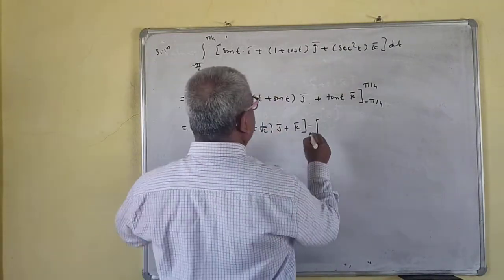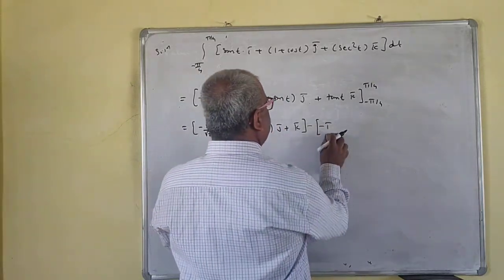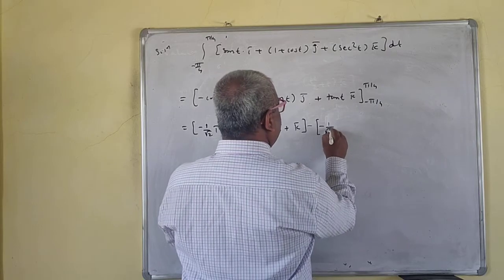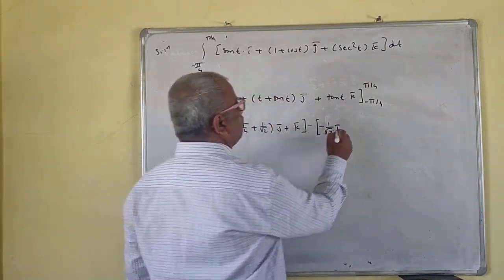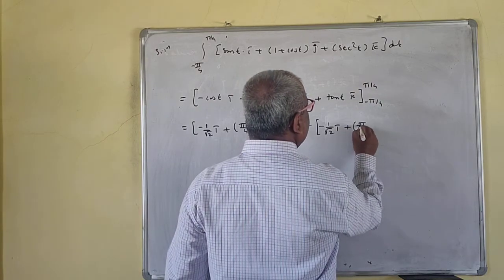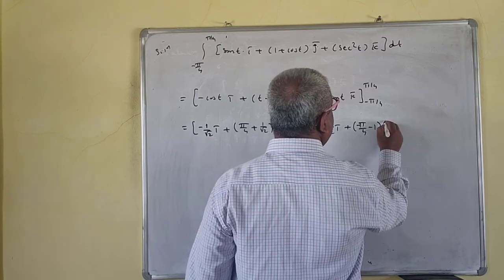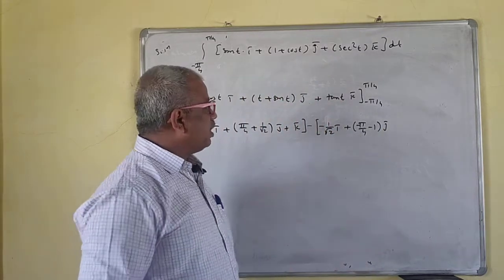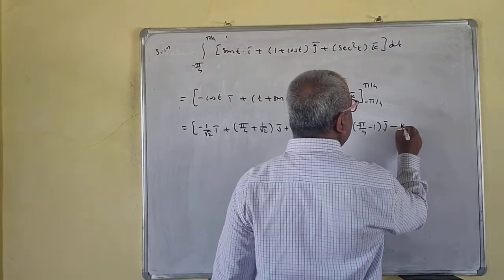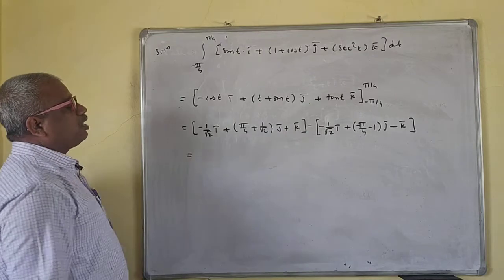Okay. So now this is minus 1 by root 2 i bar. Then plus pi by 4 minus pi by 4, this is minus pi by 4 minus 1 j bar. And tan minus theta is minus tan theta, so this is minus k bar. Now we'll collect i bar.